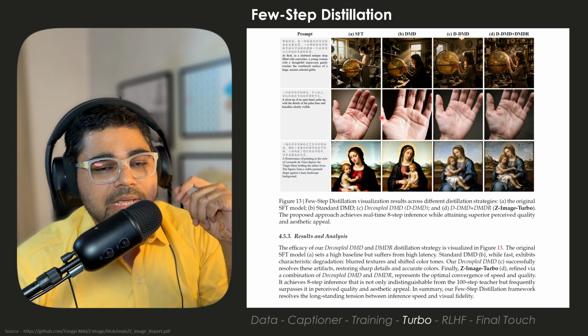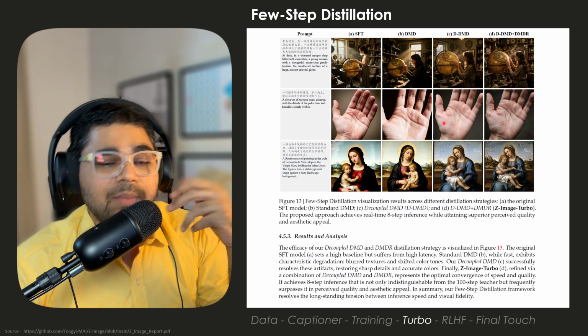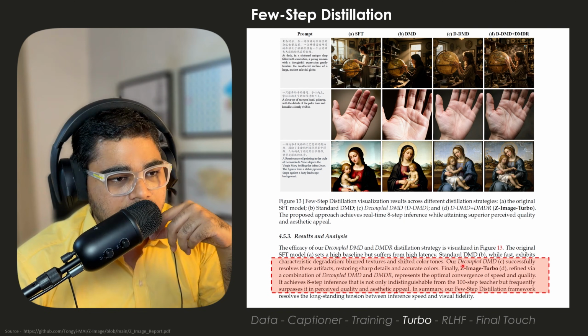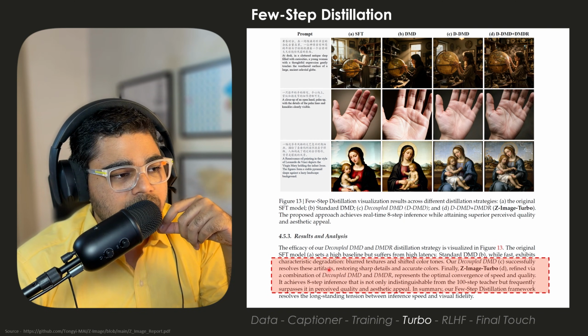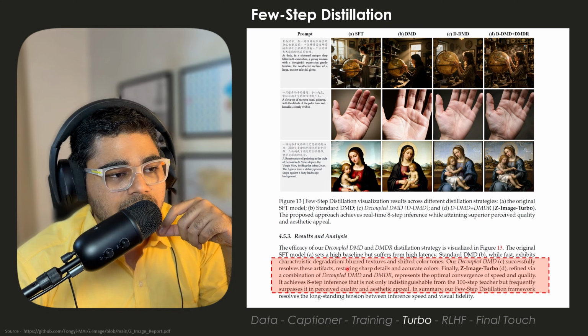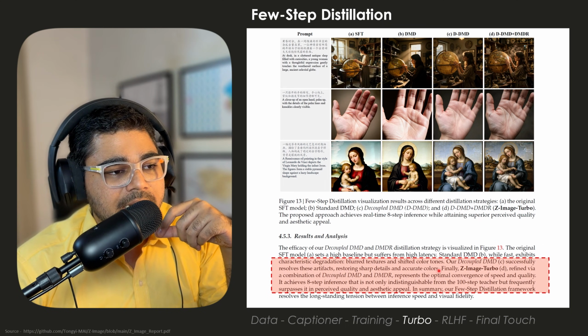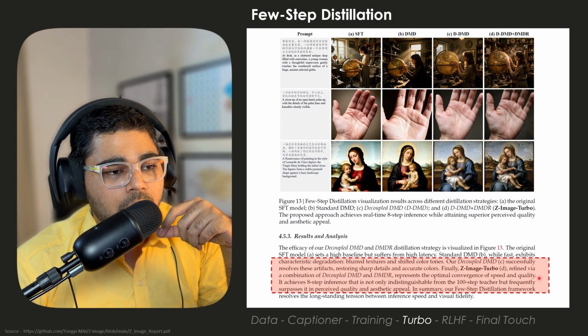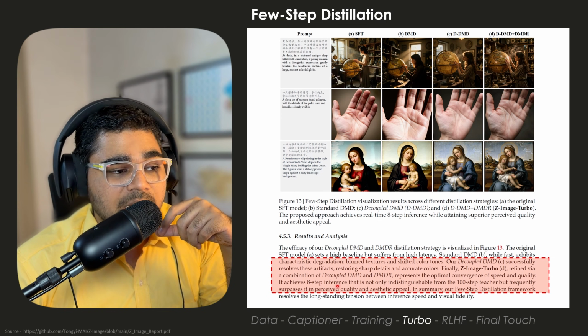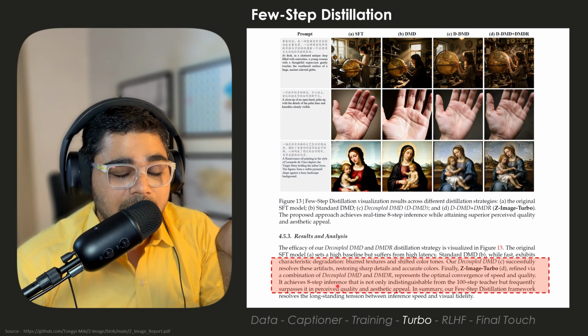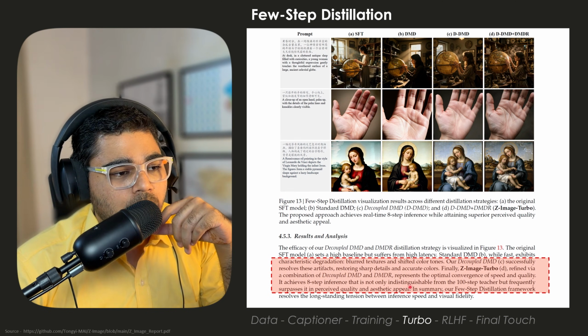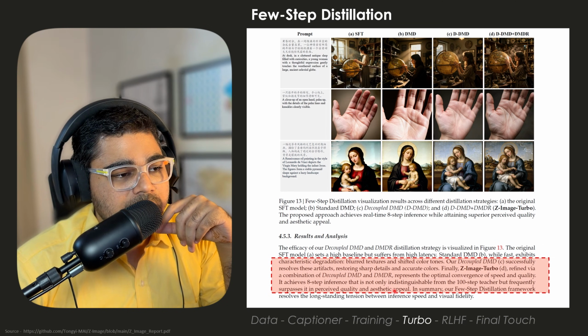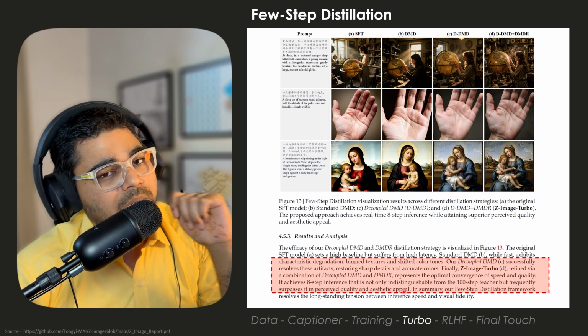And this is a nice visualization that shows adding all of these stages help to get a better turbo model. And this is what they say. Our decoupled DMD successfully resolved these artifacts. Now these artifacts are blurred textures and shifted color tones, restoring sharp details and accurate colors. Finally, Z-Image Turbo, refined via a combination of decoupled DMD and DMDR, represents the optimal convergence of speed and quality. It achieves 8-step inference. So that is why in the KSampler, you ideally add 8 steps. That is not only indistinguishable from the 100-step teacher, but frequently surpasses it in perceived quality and aesthetic appeal. So this is how we got the turbo model.